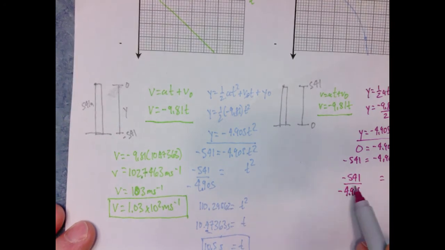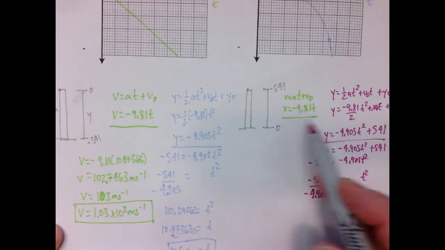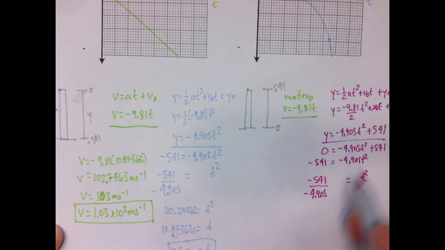So for this particular case, what we can see is it makes no difference in the velocity model. It does make a difference in the position model, but in terms of the mathematics involved, it ultimately makes no difference. It's not any more complicated to set it up that way.